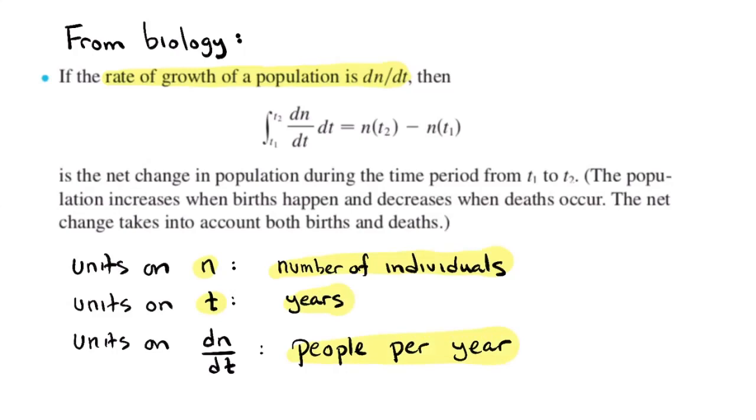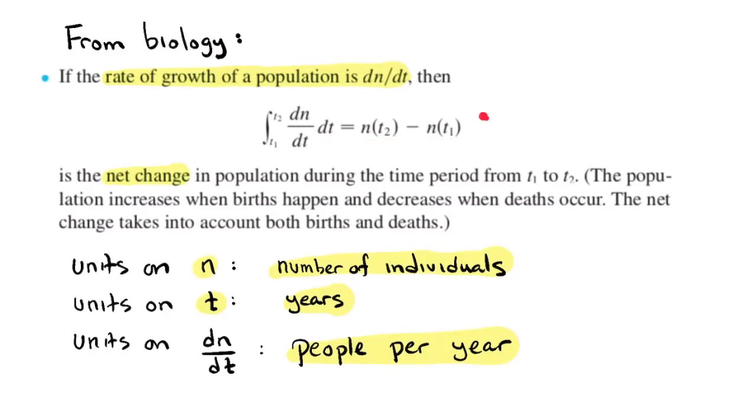It's saying that if you integrate the growth rate, you integrate individuals per year with respect to year, you get the net change in individuals. So this is the net change in the population. And again, the word net is being used because it might be positive, negative, or zero. Right? So this growth rate takes into account birth and death.